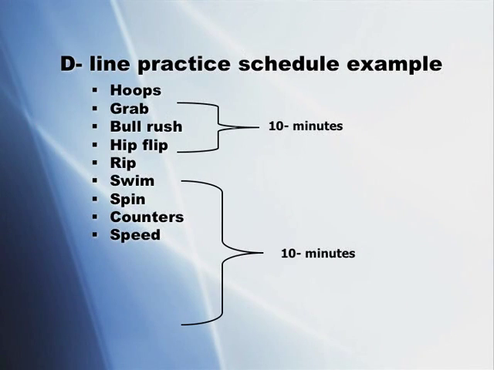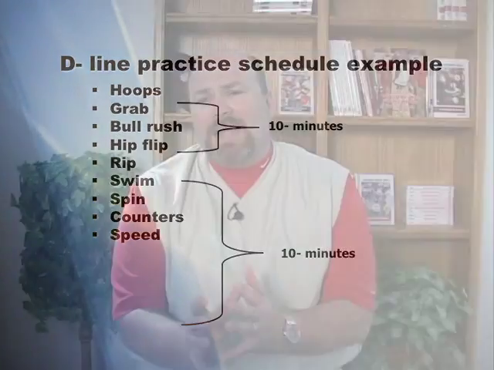Now here's an example of our practice schedule. For 10 minutes we'll work our hoop drills, our grab, and our bull rush. Then for another 10 minutes we'll work our individual skills. Hip flip, rip, swim, spin, counters, and speed. Now we feel like in our practice progression that our defensive linemen are getting put in high pressure, high intensity situations every day at practice.